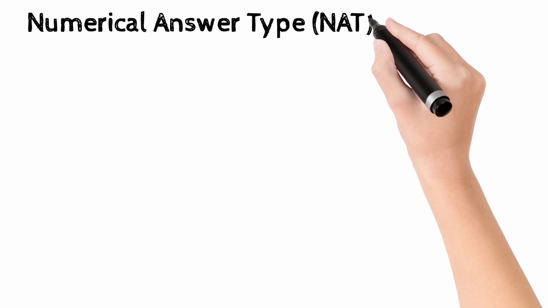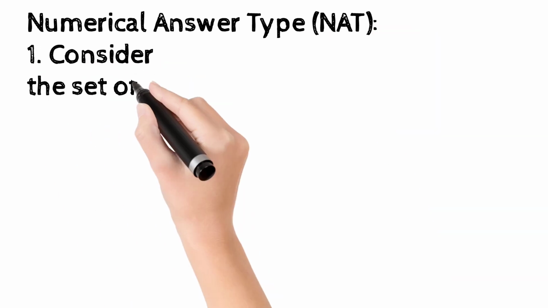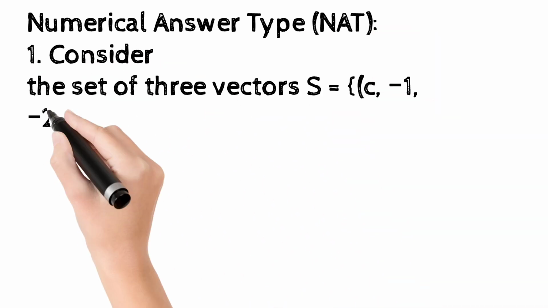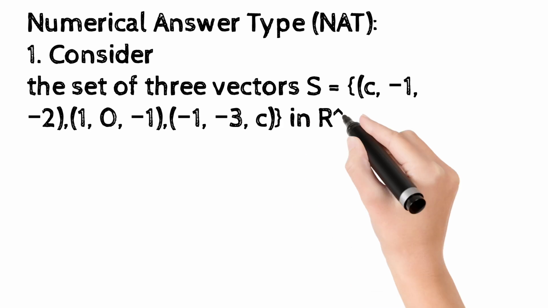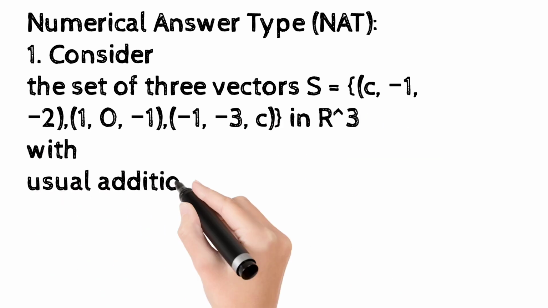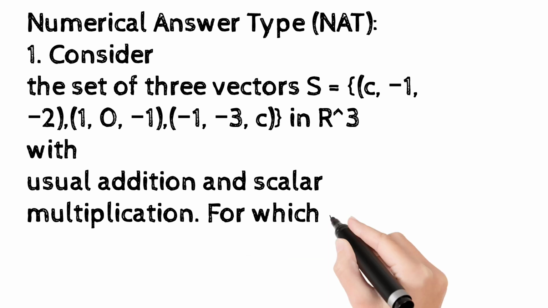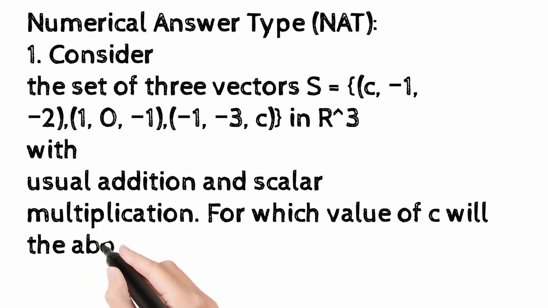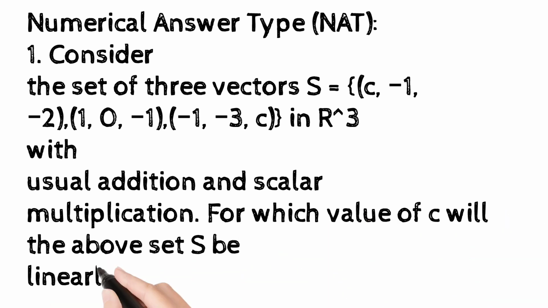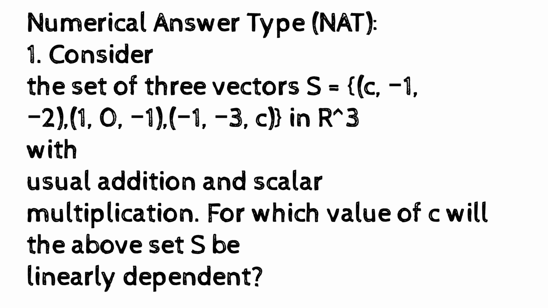Okay, so today we are going to solve the numerical answer type questions, in which question number 1 says: consider the set of 3 vectors S = {(c, -1, -2), (1, 0, -1), (-1, -3, c)} in R cube with usual addition and scalar multiplication. For which value of c will the above set S be linearly dependent? So now let's find the answer.